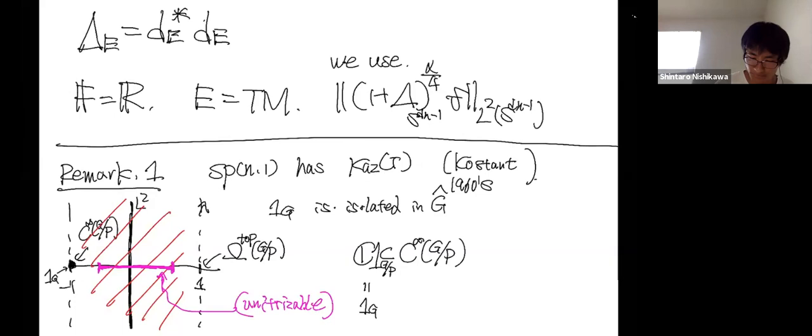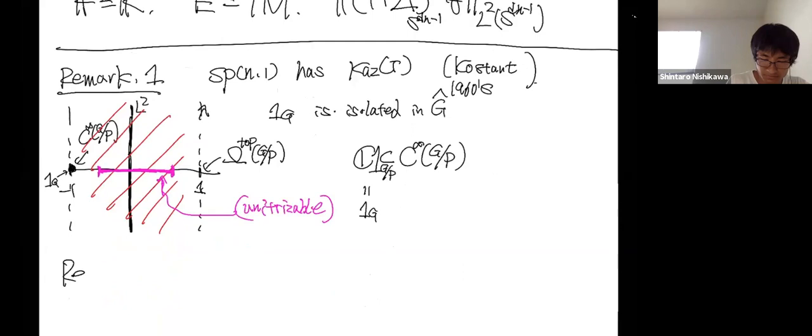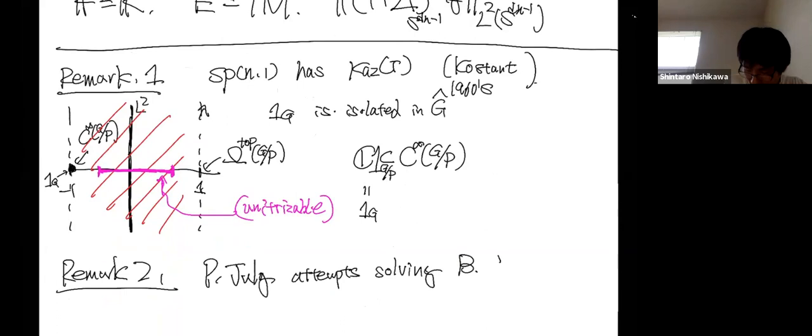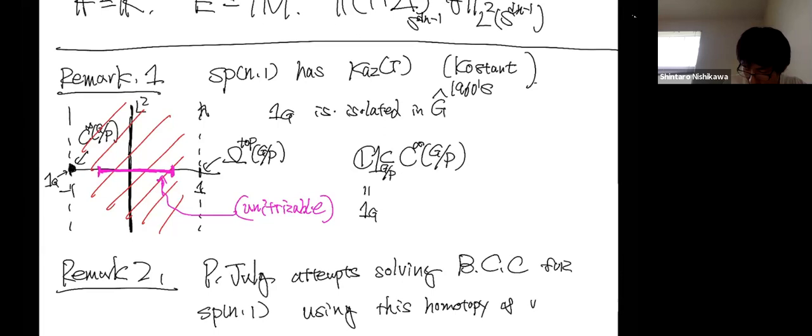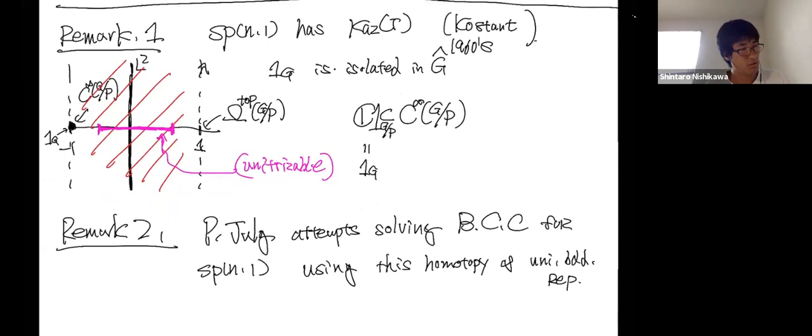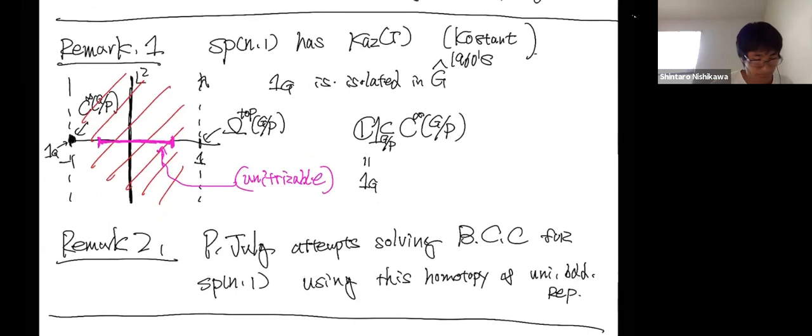This is one remark. And related to that, I should also mention the Pierre Julg attempts at solving the Baum-Connes conjecture with coefficients for Sp(n,1) using this homotopy of uniformly bounded representations. So those are the two remarks. Okay, so we have 15 minutes left, so I think I can go on and talk about group cohomology. Let me go on.